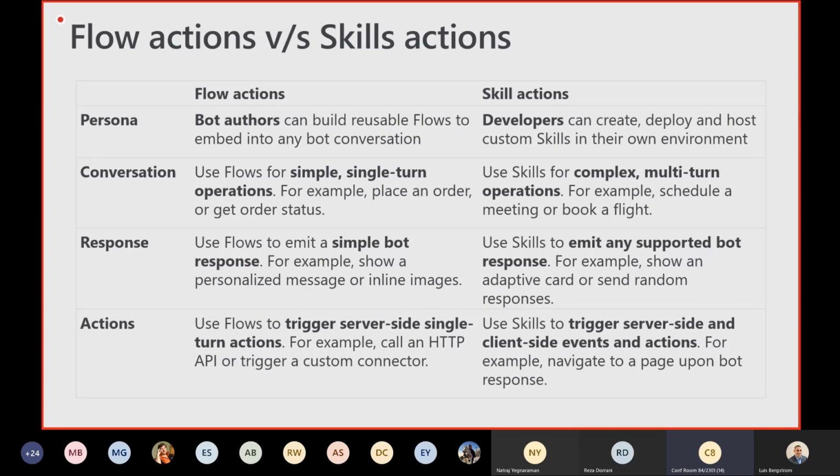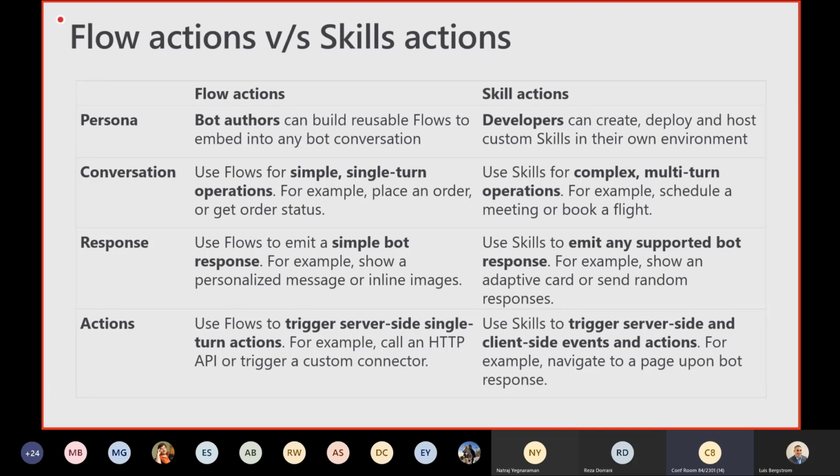Flows are for personas. Flows are best when your bot authors can just go into Power Automate, build a flow, and then embed that flow into Power Virtual Agents, where it just works naturally. Skills are best for developers who understand the schemas and the message activities and all the things that Bot Framework provides as part of their SDK, so that they can create, deploy, and host custom skills in their own environment. So it's mostly for developers.